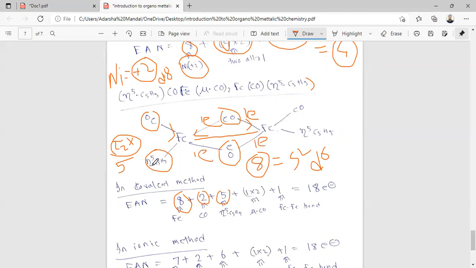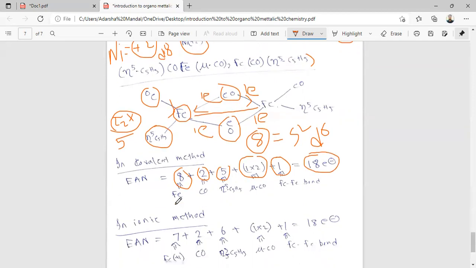So here in the covalent method, the two bridging COs will donate a total of 2 electrons to one iron center. And there is also an iron-metal bond, so for that, 1 electron. So here there are a total of 18 electrons for this complex in the covalent method.